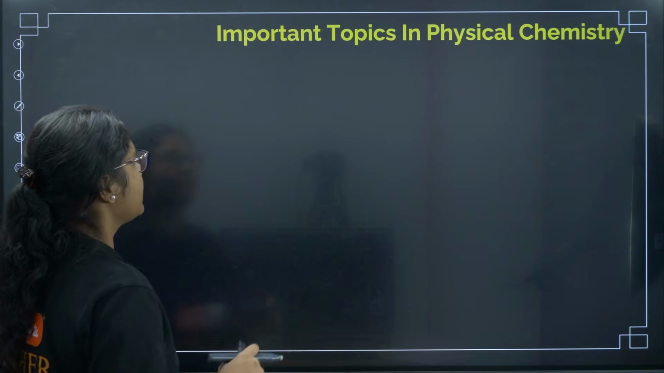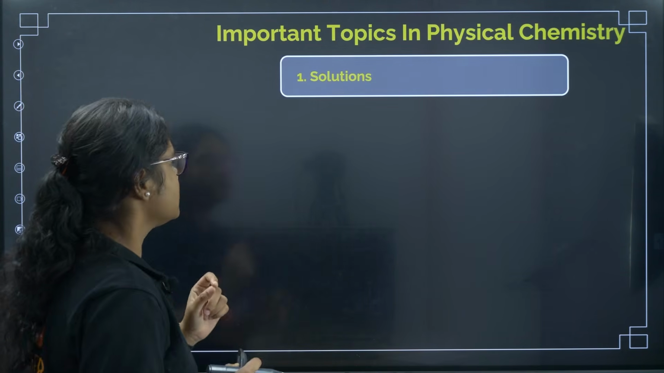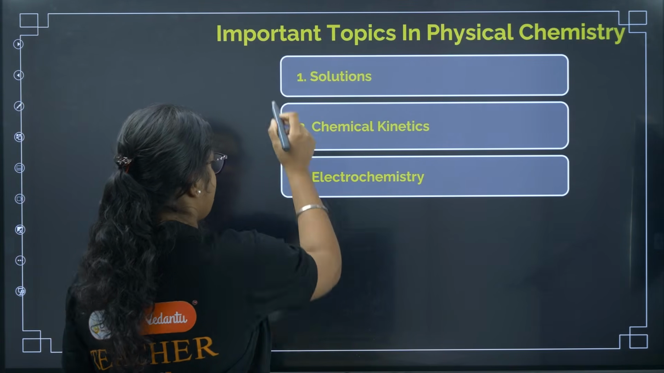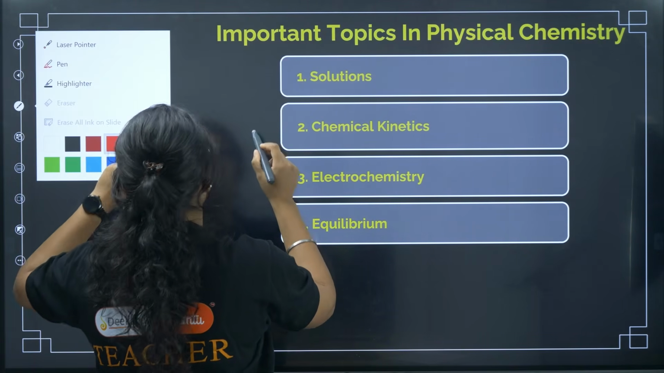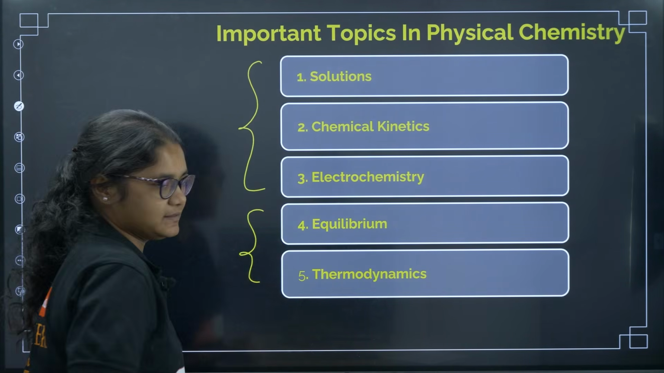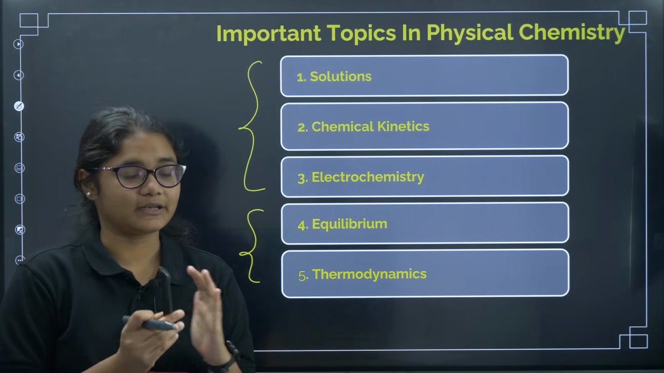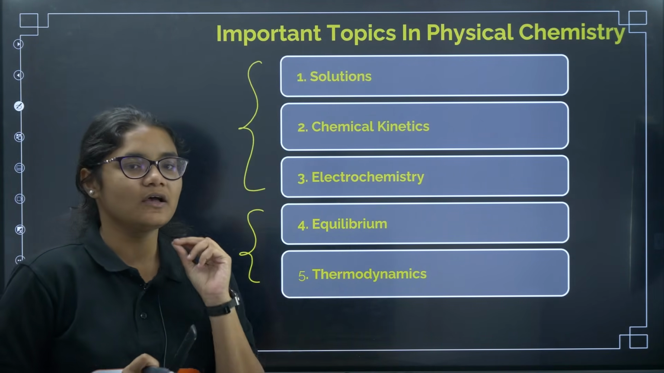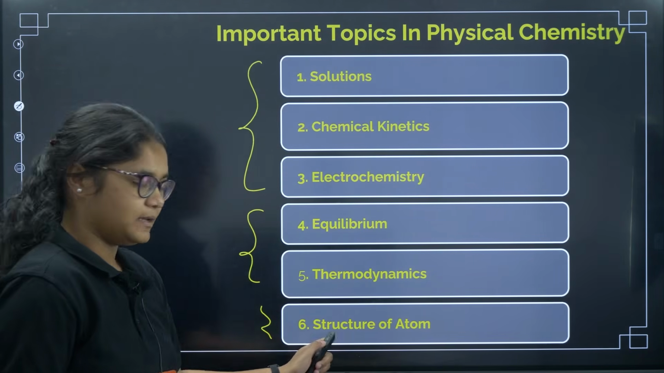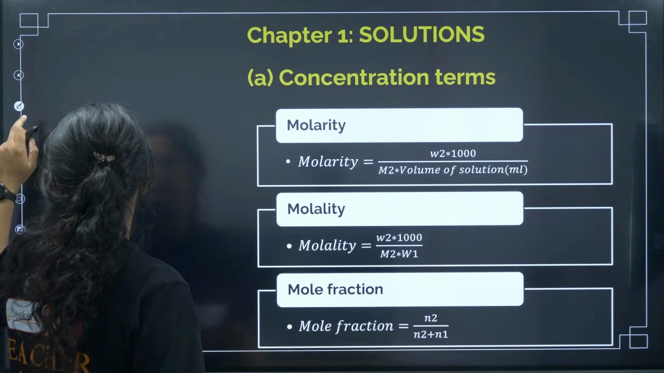First let us see what are the important or high weightage topics in physical chemistry. Solutions is one of the most important topics, then kinetics, then electrochemistry. These three topics are from your PU2, which are very, very important, and then equilibrium and thermodynamics. In your KSET exam, fewer questions were asked, but in your COMEDK, a lot of questions are asked from both chapters. And then structure of atom, which is a very important concept. Let us go to the first topic, that is the solutions chapter.